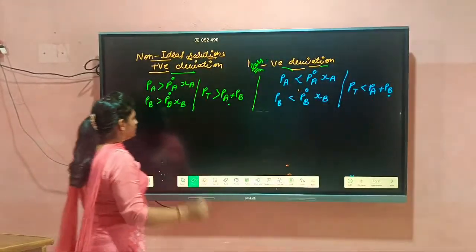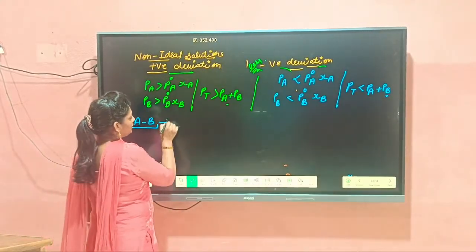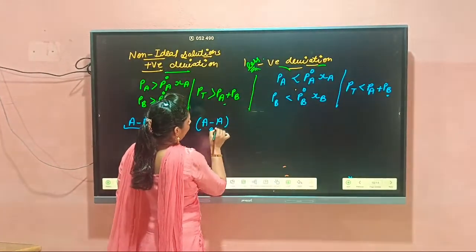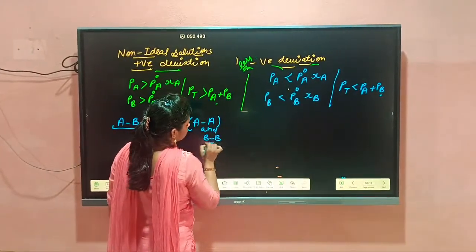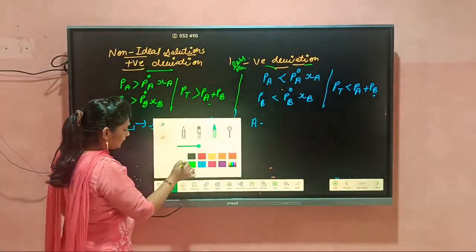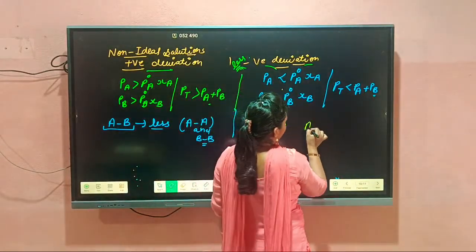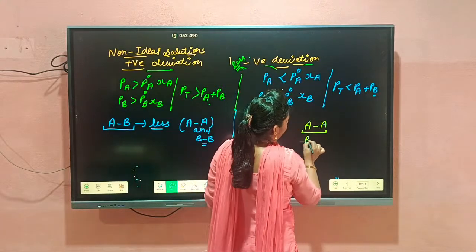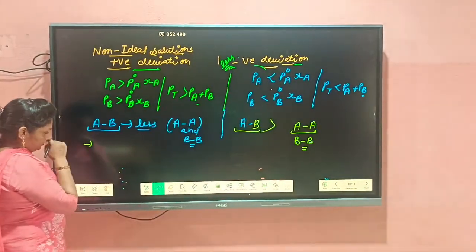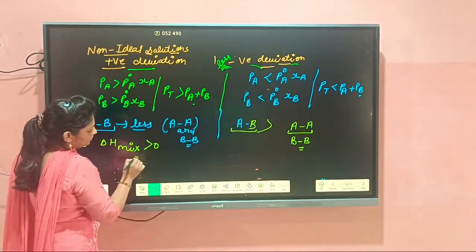Why is it so? Because here, in positive deviation, the force of attraction between AB molecules is less as compared to the force of attraction between solute and solvent particles. And here, in negative deviation, the force of attraction between AB is greater as compared to the force of attraction between solute and solvent particles. Here delta H mixing is greater than 0.